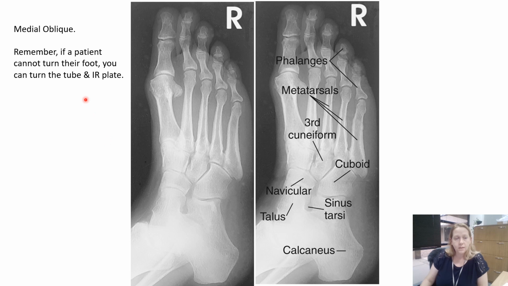So also remember that if your patient can't turn their foot, you can turn the tube in the IR plate. You can turn to somebody who's laying in bed. You can make this happen, okay?